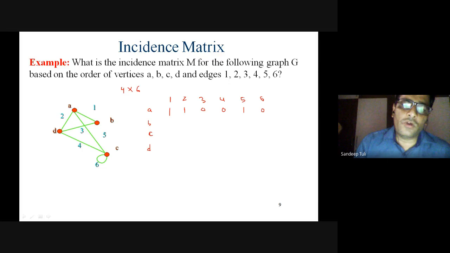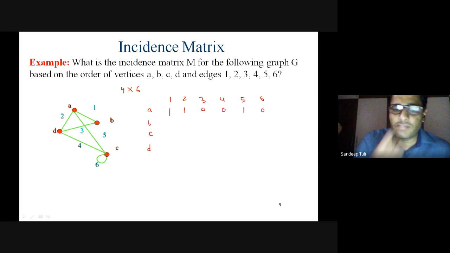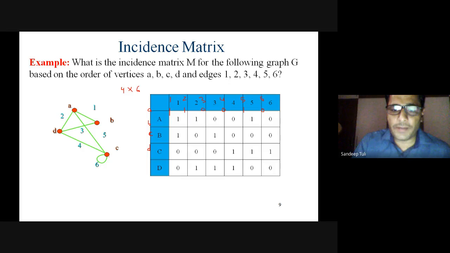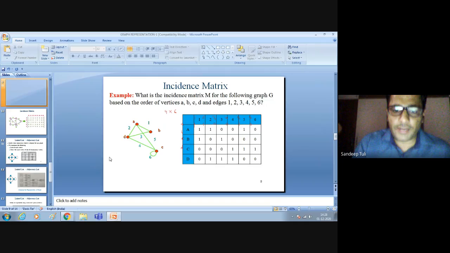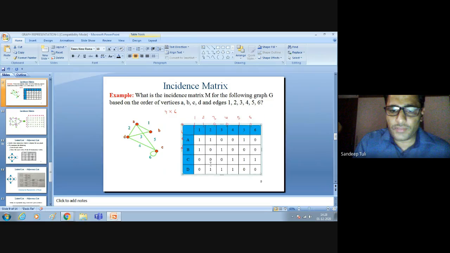Is it okay to all now? Okay. For C, look at that. At C, a loop is there. So at C, which values will be 1? 4, 5 and 6. Good. So look at the matrix that we have. That is actually the complete matrix we have with us. Look at that and observe that. If you have any doubt, then you can ask.